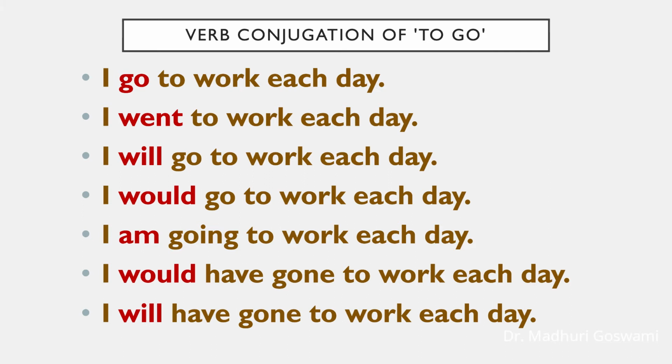Next sentence, I'm going to work each day. This is something that is presently occurring. I would have gone to work each day. This is something that might have happened in the past if a condition had been met. I would have gone to work each day if they gave us yummy cookies. Means that if they offered us delicious cookies in the past, I would have gone in the past.